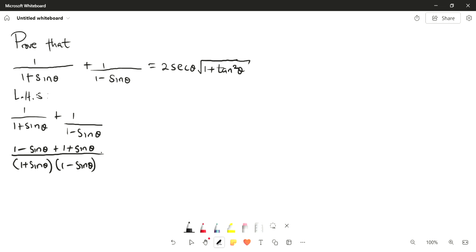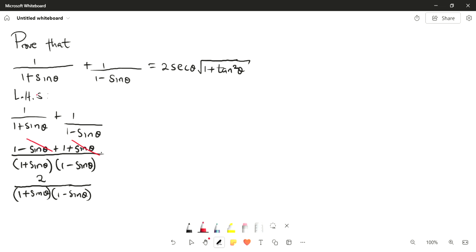Okay, so what we'll do next is we can see that this is the same as that, and we have different signs, hence giving us 0. And what we have left on top is 2. Then you say over 1 plus sine theta times 1 minus sine theta, like this.